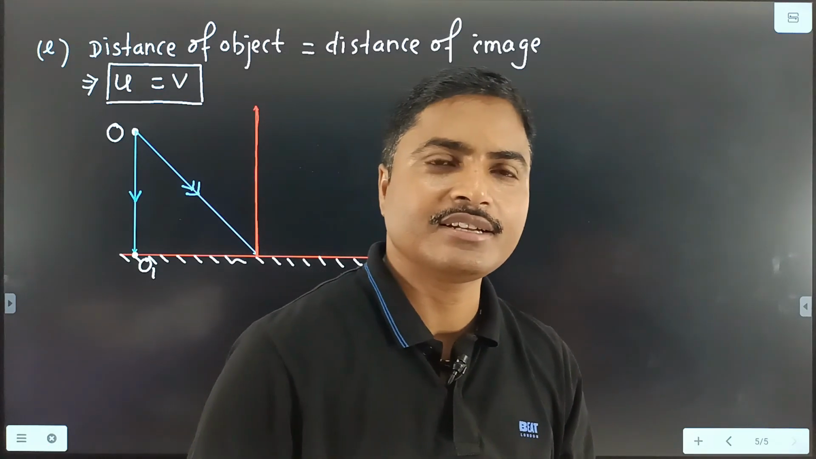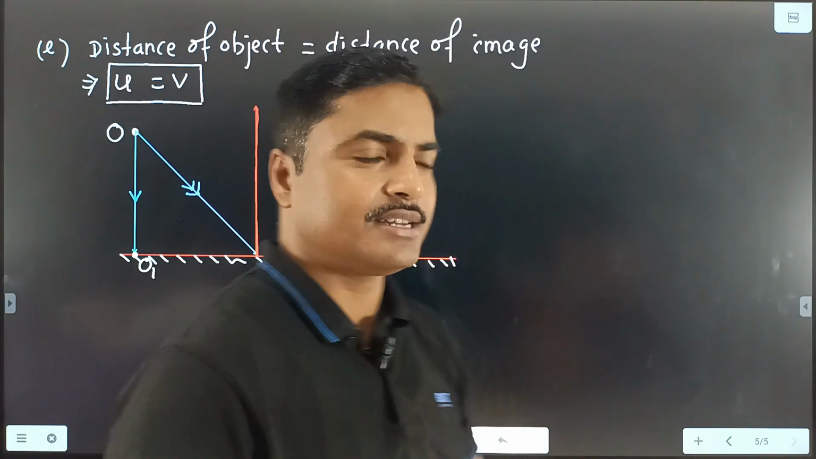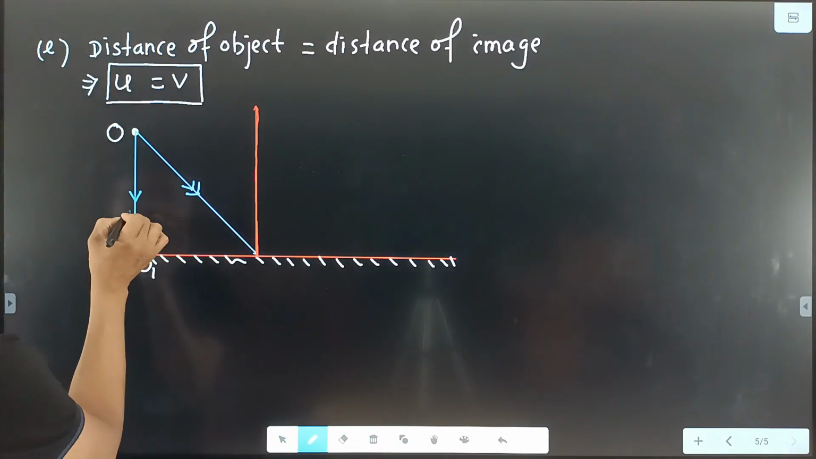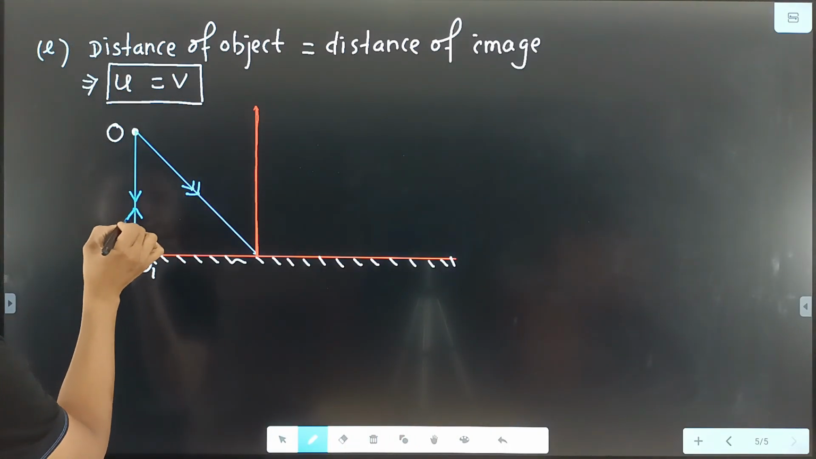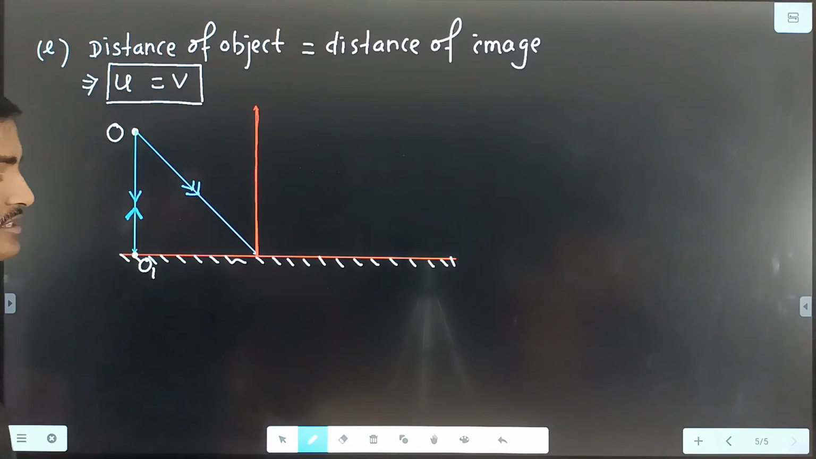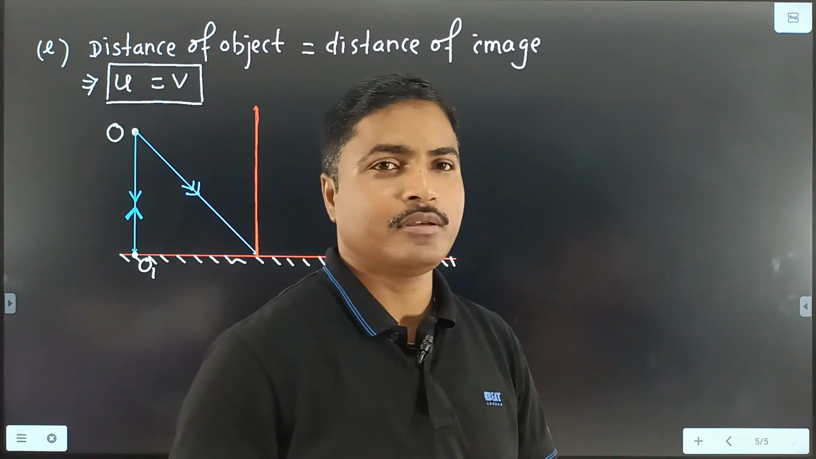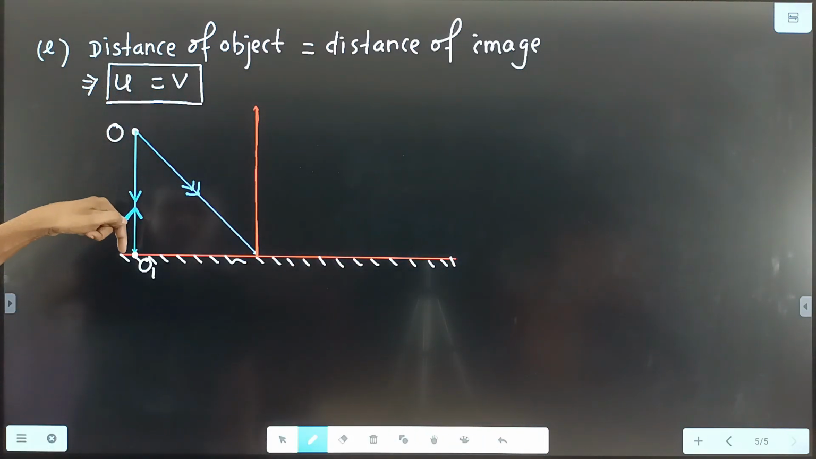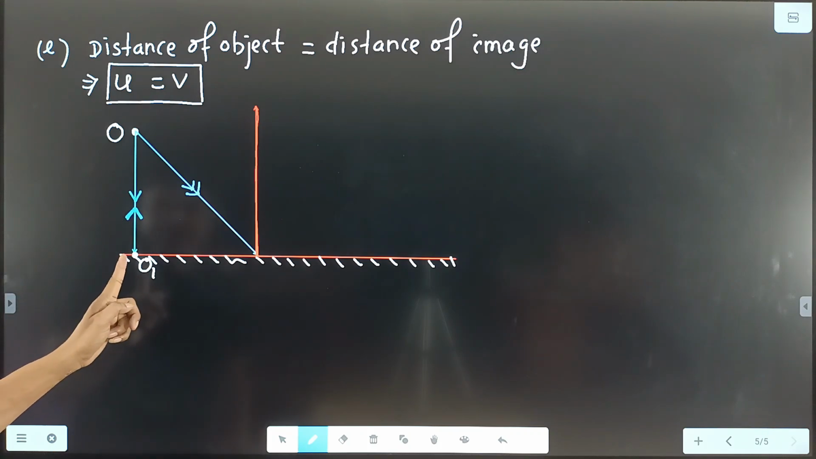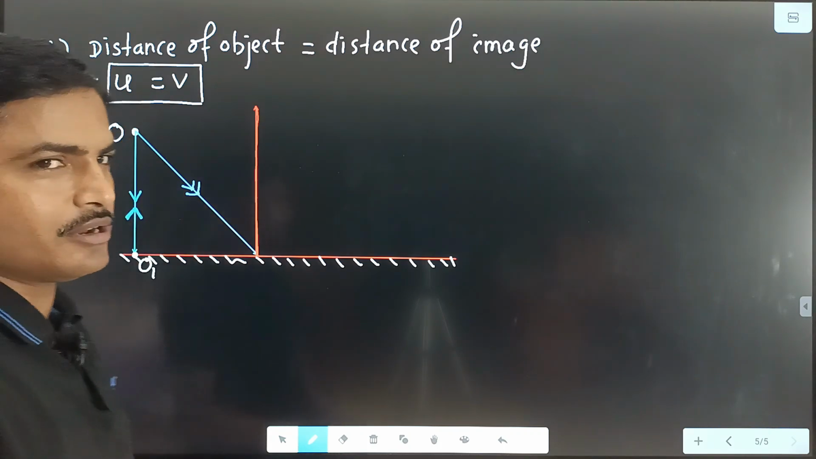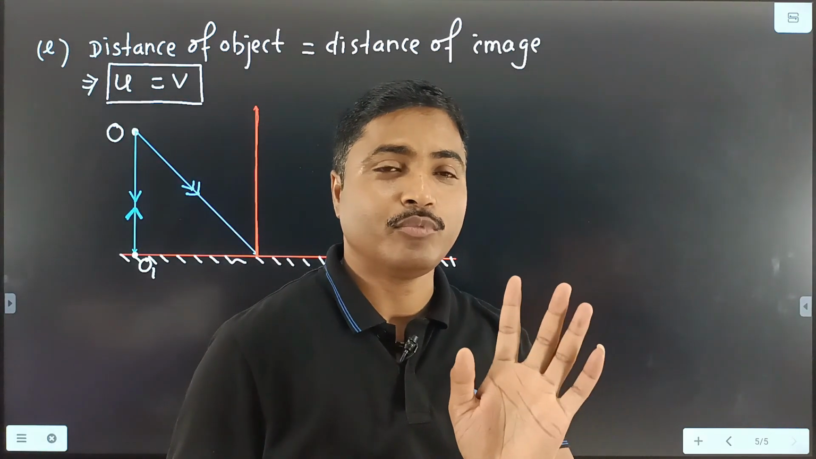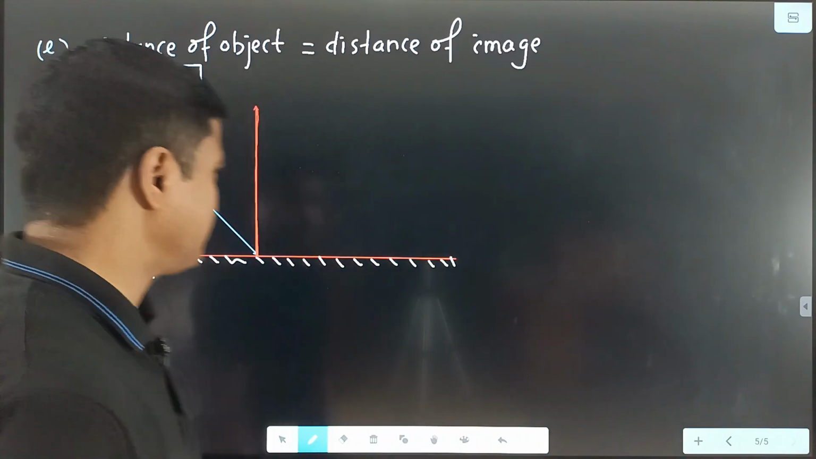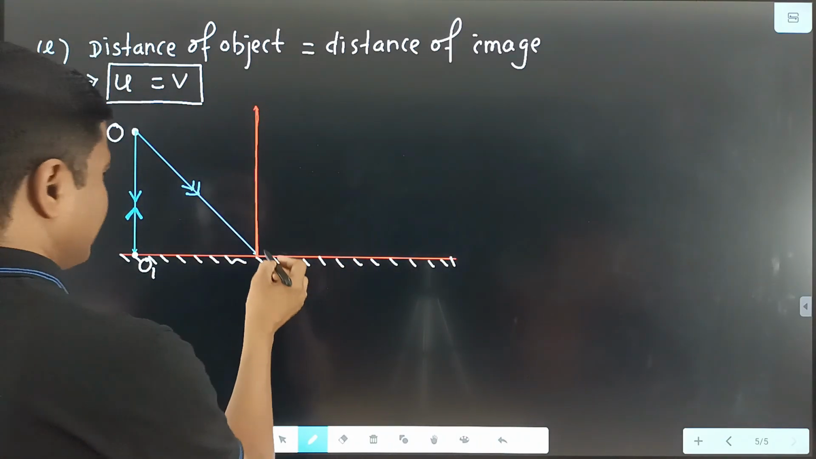So the angle of incidence is 0. If the angle of incidence is 0, the angle of reflection is also 0. So the ray is returned back in the same path. The path is the same, but the direction is opposite, because the incident ray moves towards the plane mirror, and the reflected ray moves away from the plane mirror. Both the rays are situated on the same line. Clear?